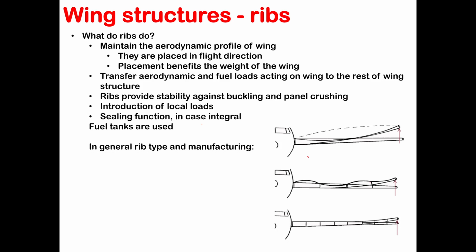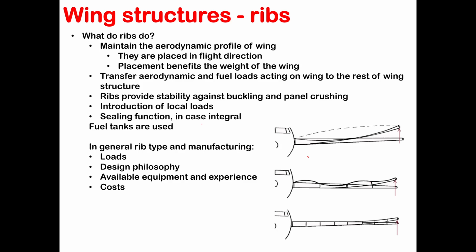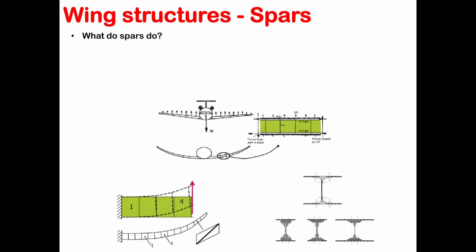In general, when designing a rib, when manufacturing a rib, you have to have the loads in mind. You have to know the design philosophy of the aircraft. Of course, you always have to know the available equipment and experience, and you always have to be mindful of the cost. But what do spars do in an aircraft? Spars are structures like this. So essentially, this type of structure you can add in a wing.